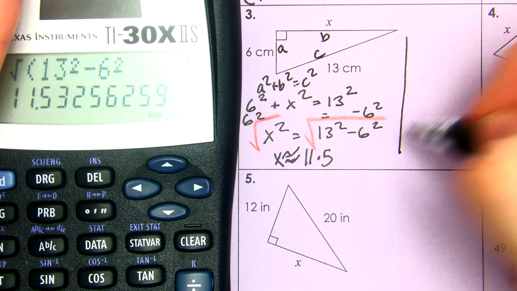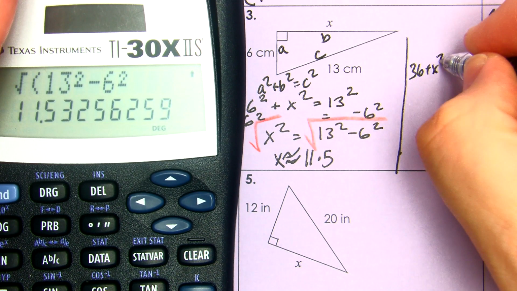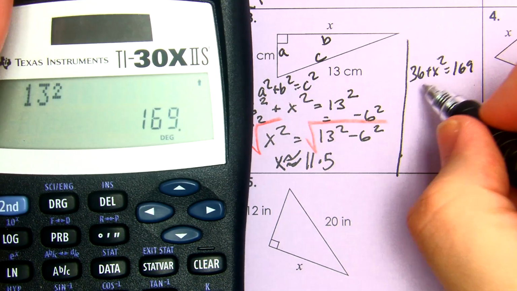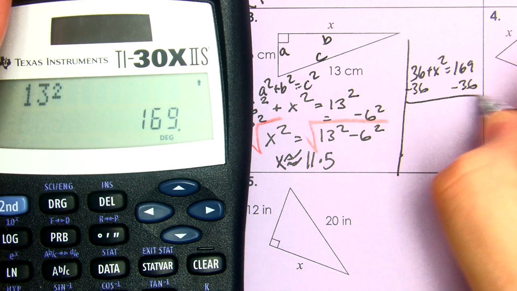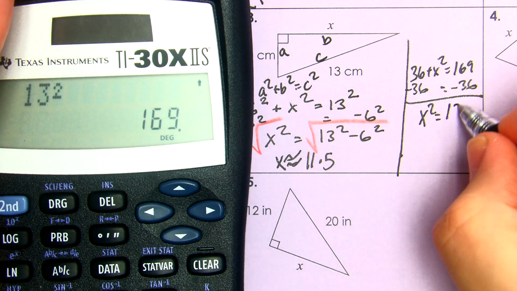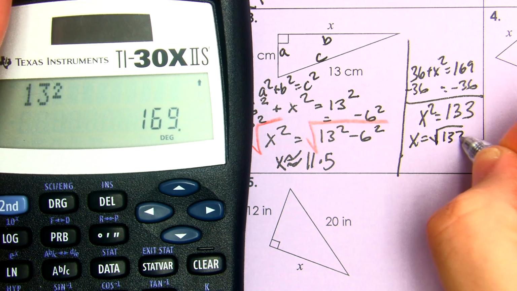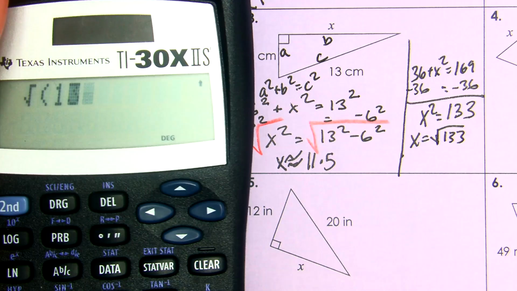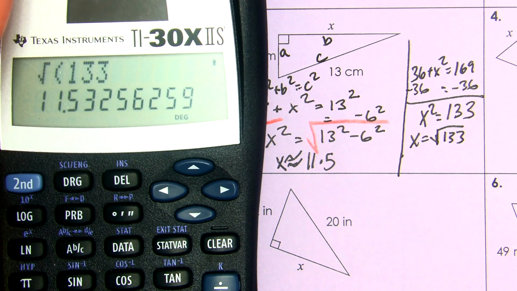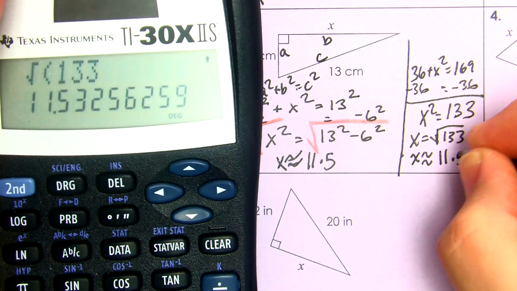If you had figured out what the numbers were, it would have been 36 plus x squared is equal to 13 squared, which is 169. Subtract 36 from both sides. So this is just a different way of doing the exact same thing. So x squared is going to be equal to 133. So x is going to be equal to the square root of 133. And we better get that same answer, 11.5. If we didn't, then we did something wrong, and we're good. It's 11.5. So we know x is approximately 11.5.